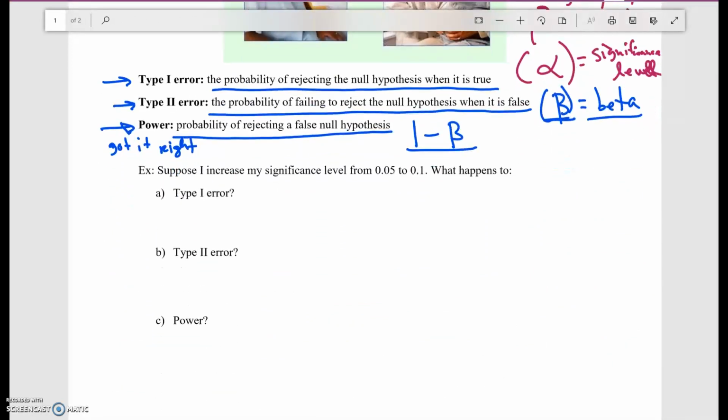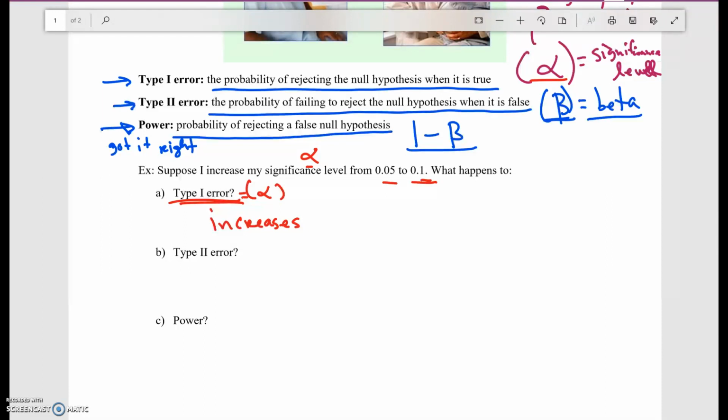Suppose I increase my significance level from 0.05 to 0.1. What happens to my type 1 error? My significance level is just alpha, so I increase alpha from 0.05 to 0.1. My type 1 error is actually alpha, so my type 1 error increases. That's easy because it's just the same thing. I just increased alpha, so my type 1 error is going to increase.